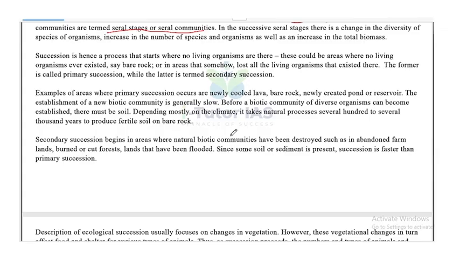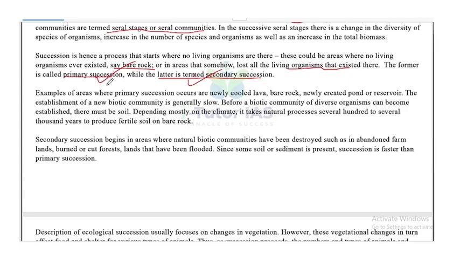Succession is hence a process that starts where no living organism is there. These could be areas where no living organism ever existed, say a bare rock, or areas that somehow lost all of the existing organisms that were there before. The former is known as primary succession and the latter is known as secondary succession. So these are another two important key terms, primary and secondary succession.